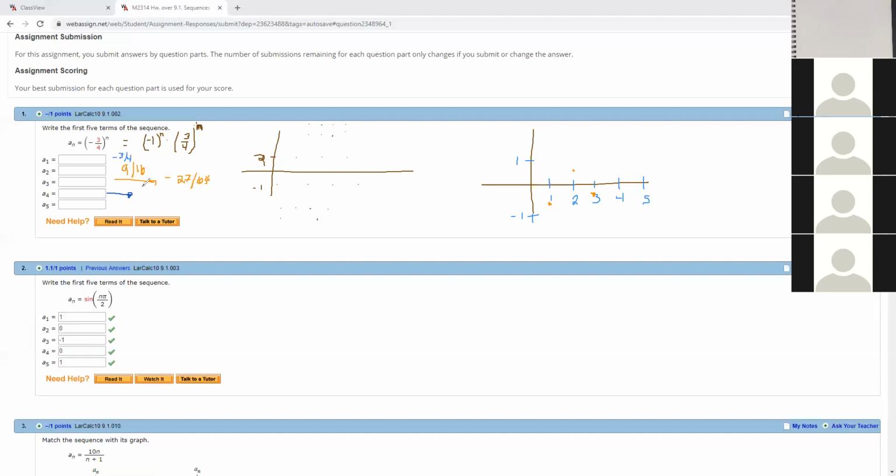And Jocelyn, what about the next one then? It is 81 over 256. Good. And it sounds like you have a calculator there. What does that divide out to about? Let me see. Do you have a calculator, Jocelyn? It'll be 0.316. And what was this one right above it? Negative 27 over 64. What was that?